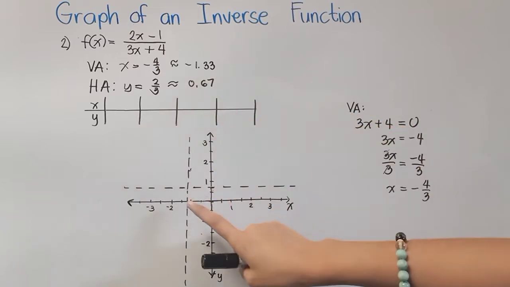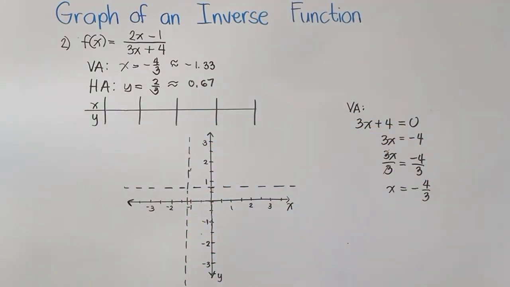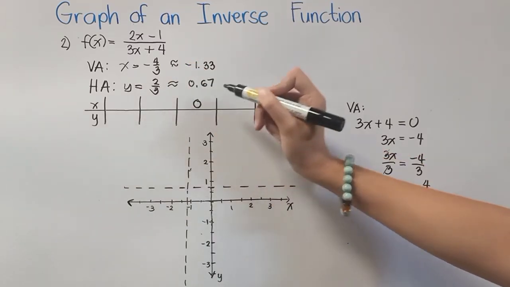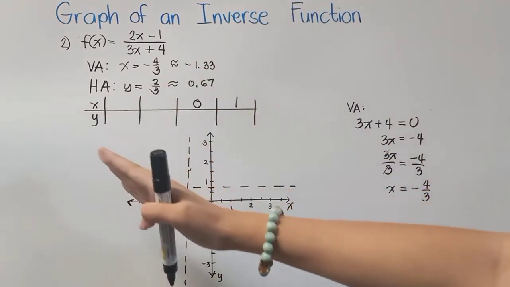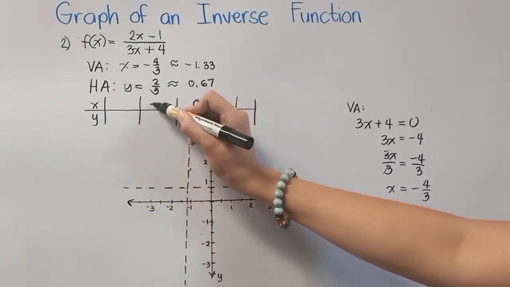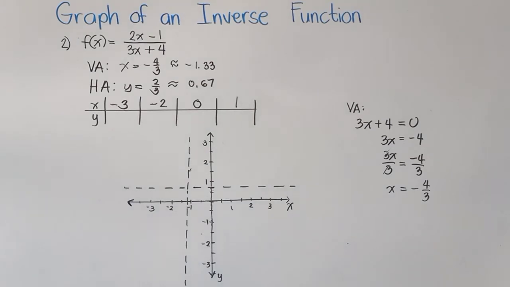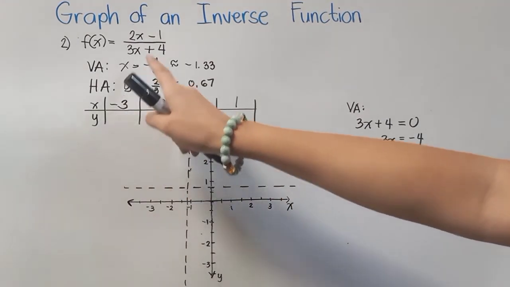Now let us decide on our x values. To do that, let us have the vertical asymptote as our basis, and we'll get two numbers from both sides. Let's start. To its right, we have the numbers 0 and 1. To its left, that is negative 2 and negative 3. Now, individually substitute our x values into our function.